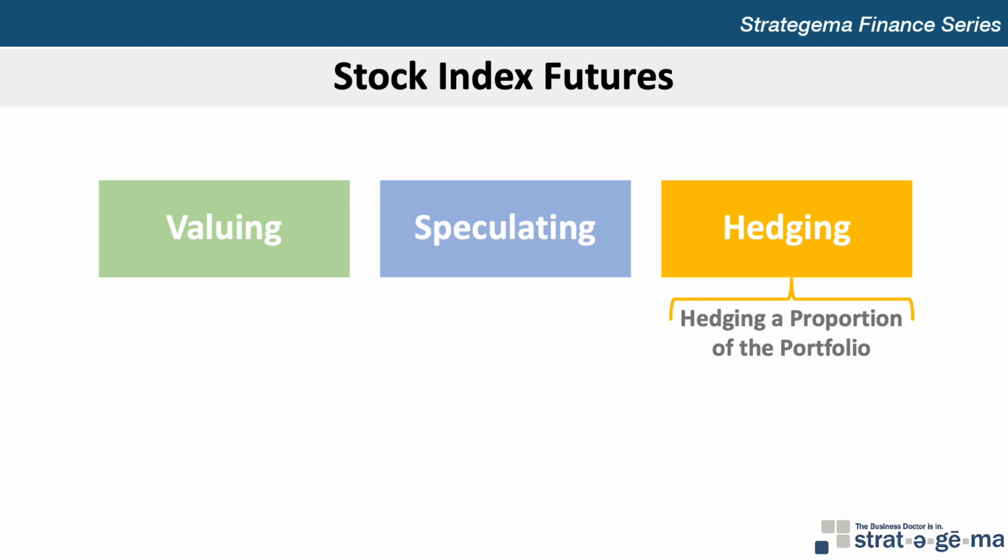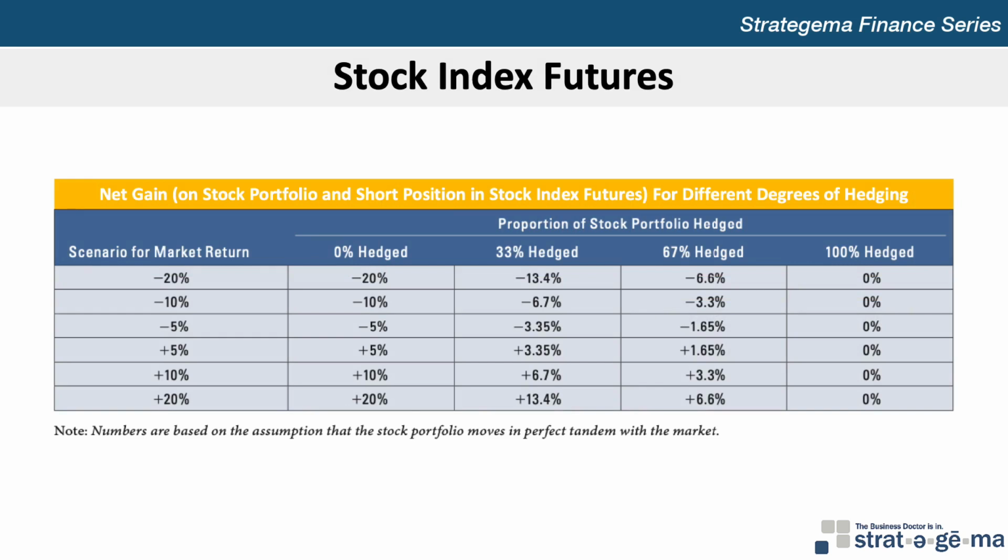Portfolio managers do not necessarily hedge their entire stock portfolio because they may wish to be partially exposed in the event that stock prices rise. This exhibit illustrates the net gain, including the gain on the futures and the gain on the stock portfolio, to the portfolio manager under 6 possible scenarios for the market return. If the stock market declines, any degree of hedging is beneficial, but the benefits will be greater if a higher proportion of the portfolio is hedged.